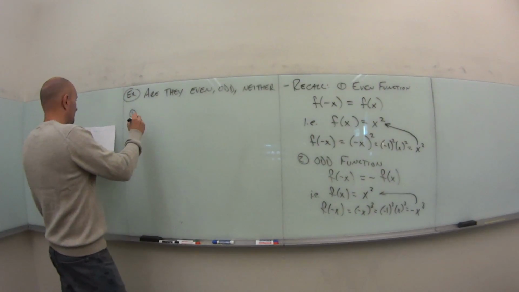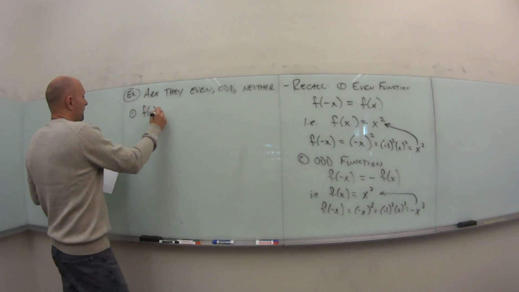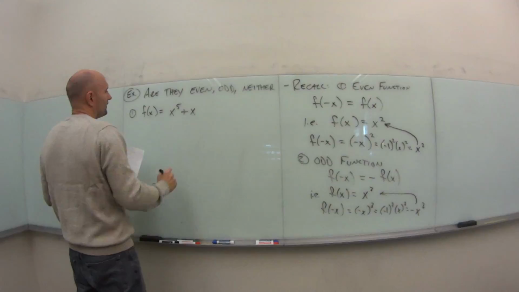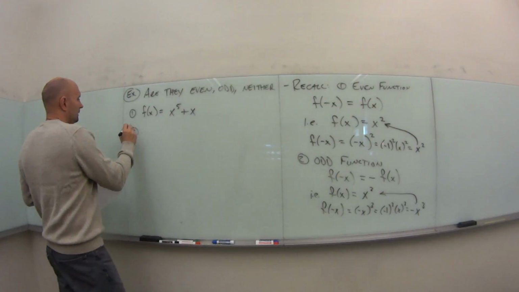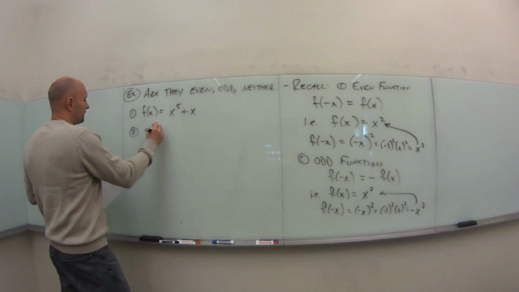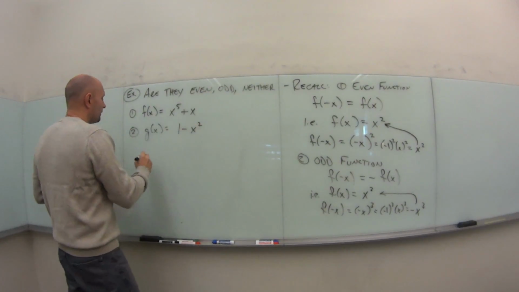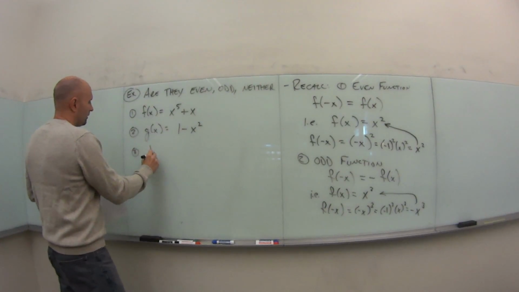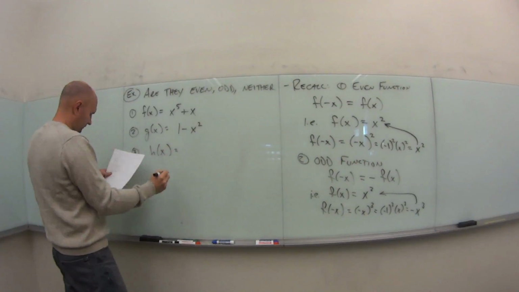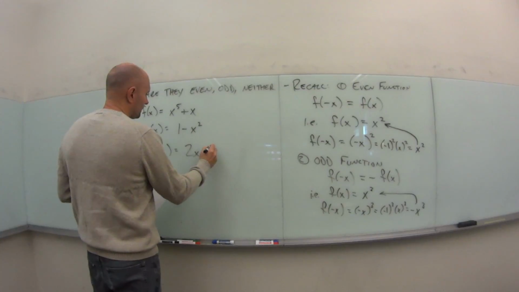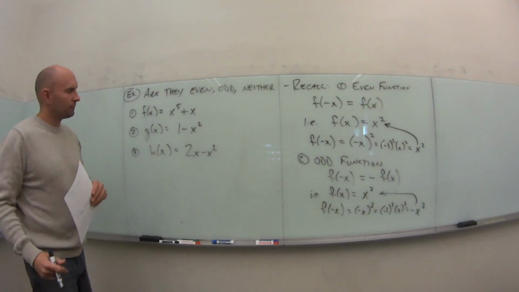So first, f of x is equal to x to the fifth plus x. The second one, g of x, is equal to 1 minus x squared. Third one, h of x, is 2x minus x squared.